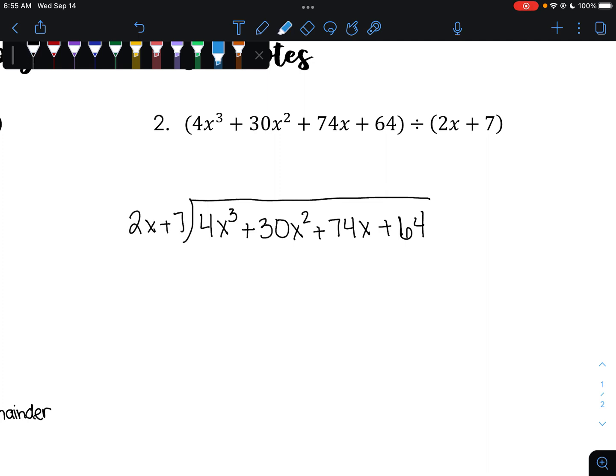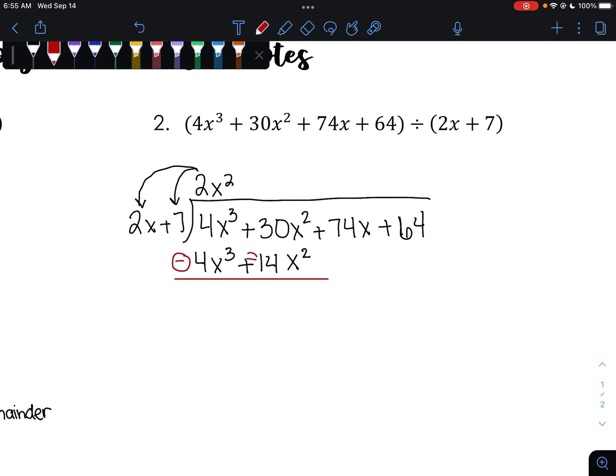And here we go. What times 2x gives me 4x to the third power? Well, 2 times 2 is 4. x squared times x is x to the third. So I distribute 2x times 2x squared. That is a 4x cubed. 2x squared times 7. That is a positive 14x squared. We go ahead and draw our line, change all our signs, and then I add down.